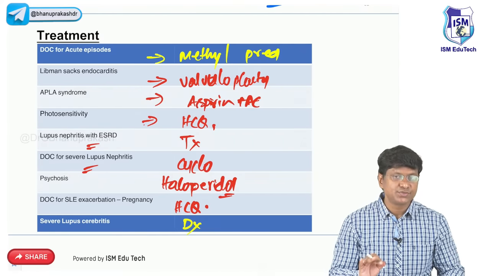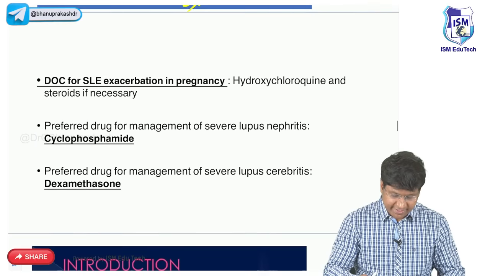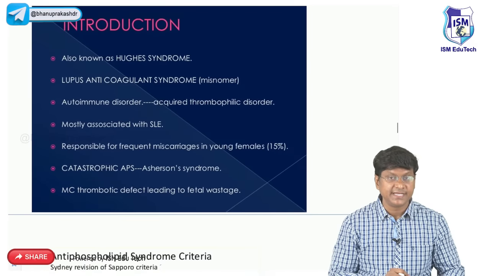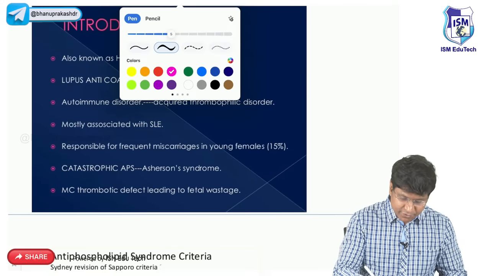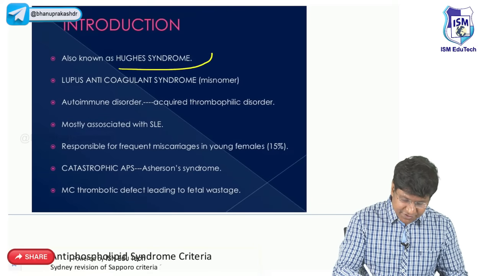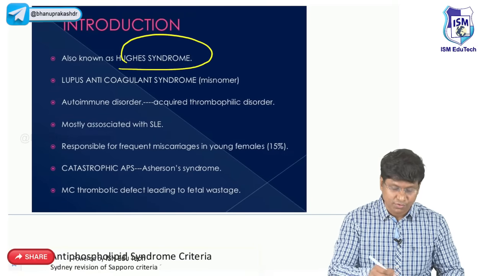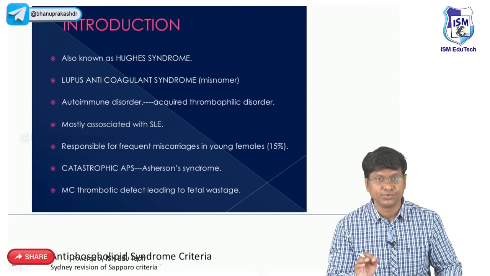Right. So next to systemic lupus erythematosus, let me take up the discussion of APLA syndrome, that is antiphospholipid antibody syndrome. The other name given to this is Hughes syndrome.